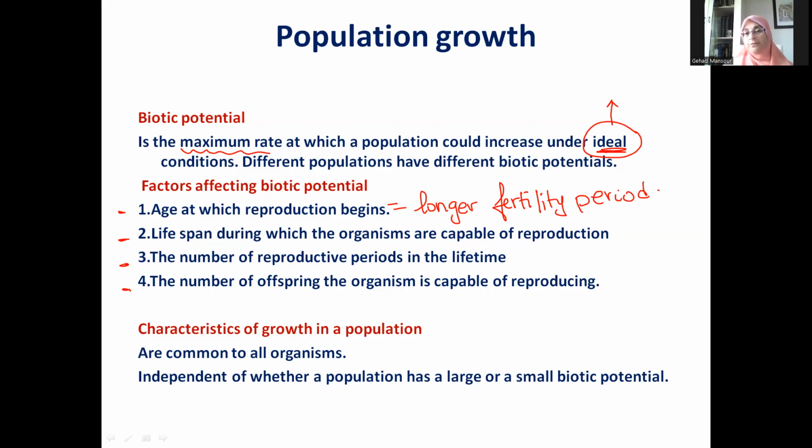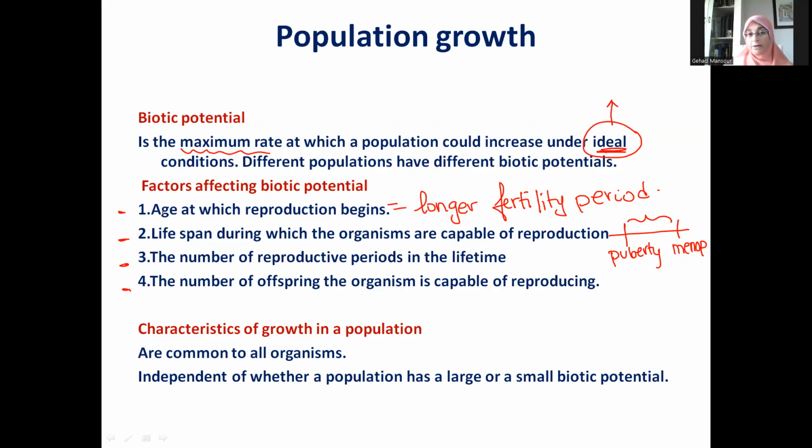And then the second factor that affects the biotic potential is the lifespan during which the organisms are capable of reproduction. In human beings, for example, that lifespan starts at puberty and ends at the menopause. So this is the lifespan. For example, for a female, this is the fertility period of the female. The longer this period between puberty and menopause, the higher the biotic potential of the population.